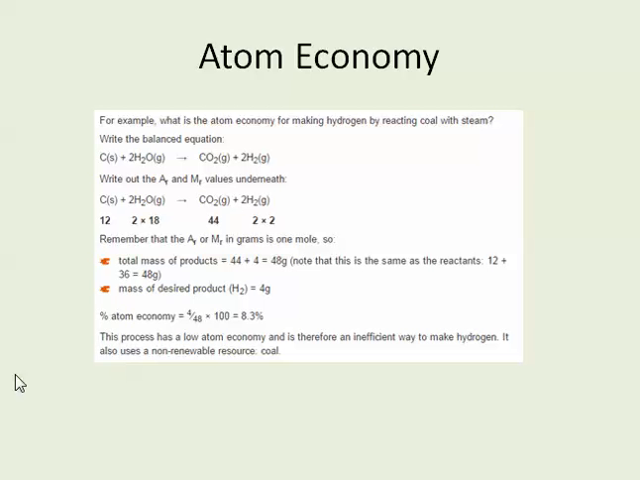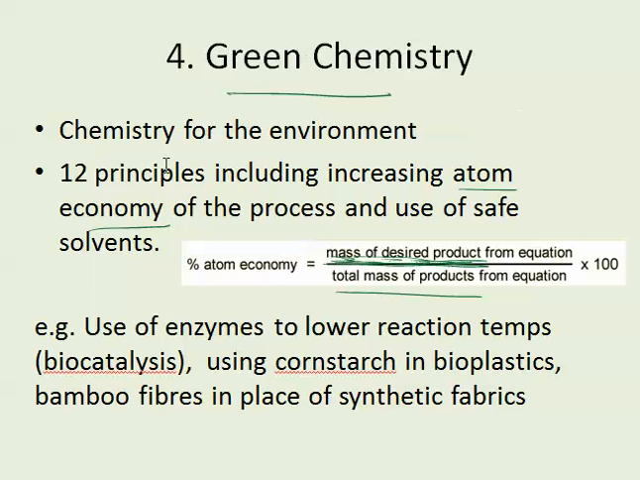An example can be seen here. If you ask yourself, what's the atom economy for making hydrogen? We're trying to make this, and this is the reaction that we're going to do. You can see I'm getting 4 out of a total of 48. So my atom economy is 8.3%. So it's a rather inefficient rating there.